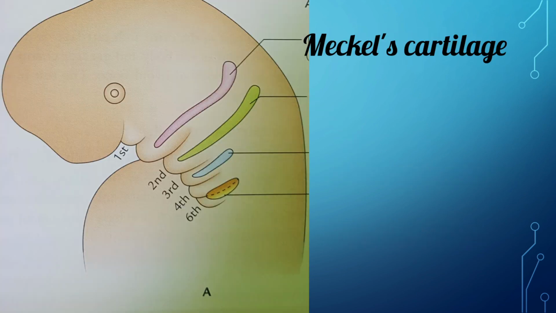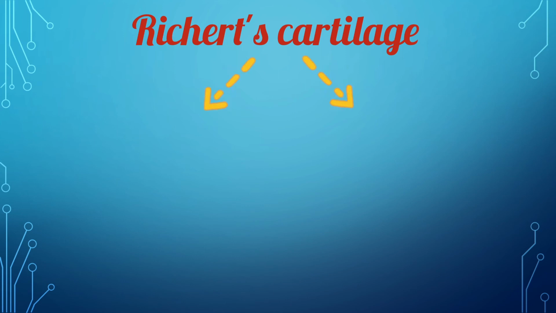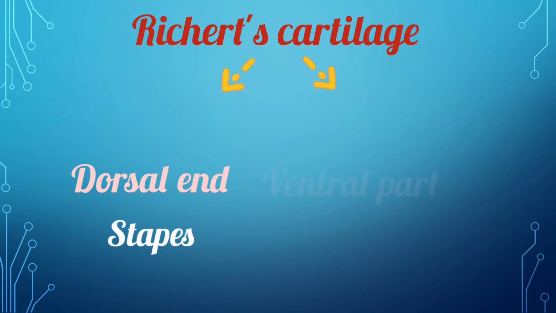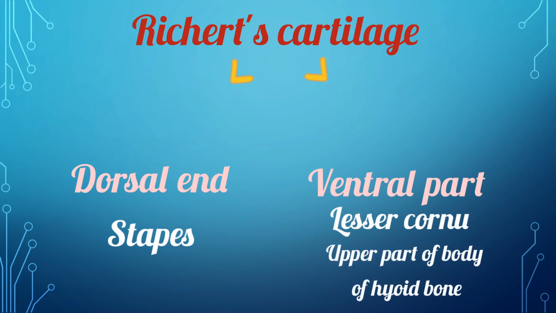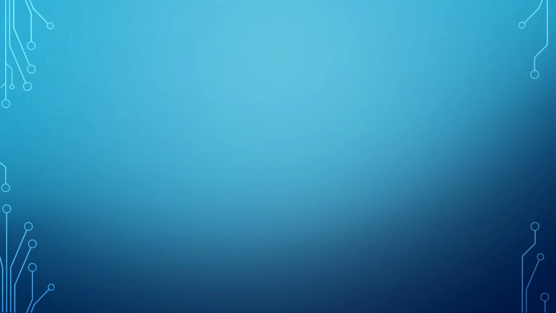The second arch cartilage is called Reichert's cartilage. The dorsal end of the second arch cartilage ossifies to form the third ear ossicle, the stapes. The ventral part of Reichert's cartilage ossifies to form the lesser cornu and the upper part of the body of the hyoid bone. Next is pharyngeal pouches.